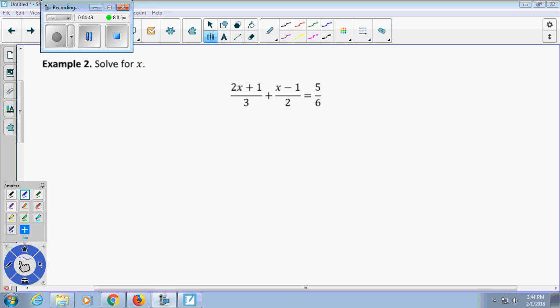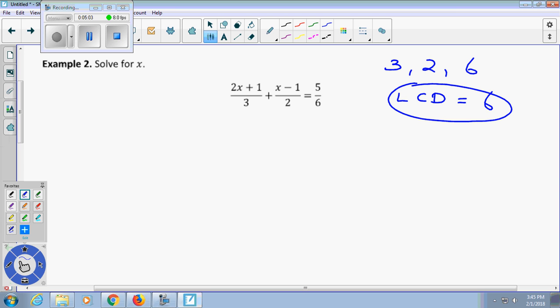So here our denominators are 3, 2, and 6. And since both 3 and 2 can multiply to 6, I know that this would be my least common denominator between those three fractions. So this is going to work out really well, that if I take both sides and multiply by 6, it's going to cancel every single denominator, and I'll still have an equal sign between the two sides. So let me write that next.